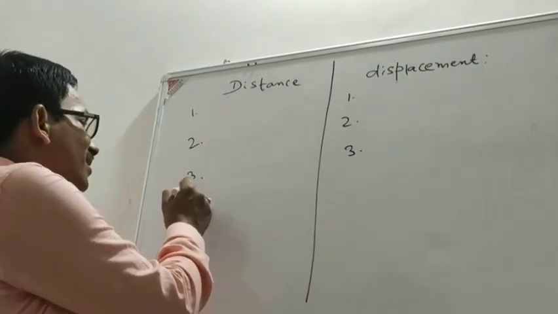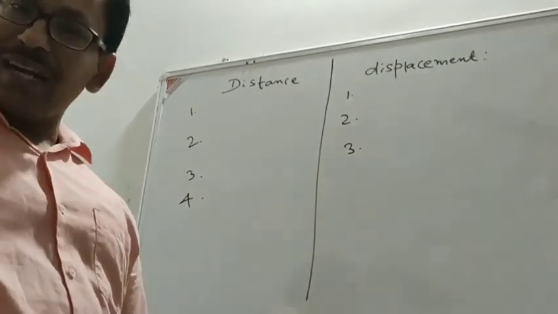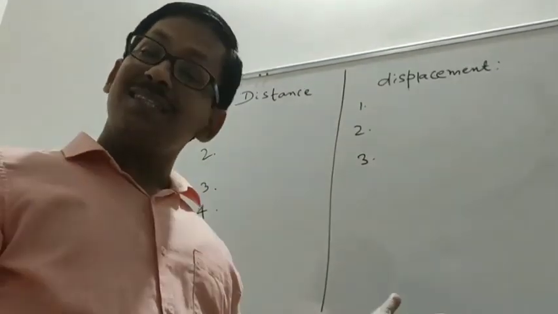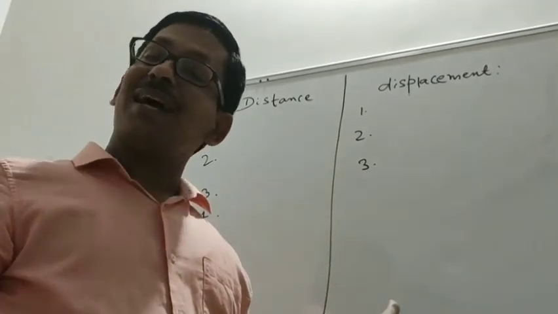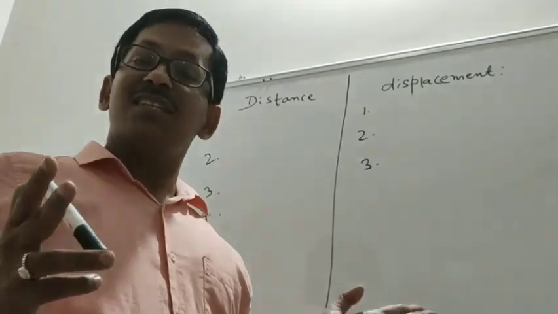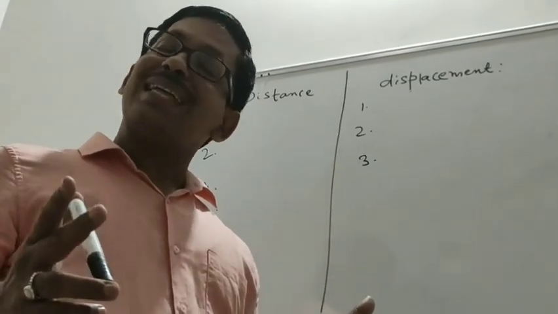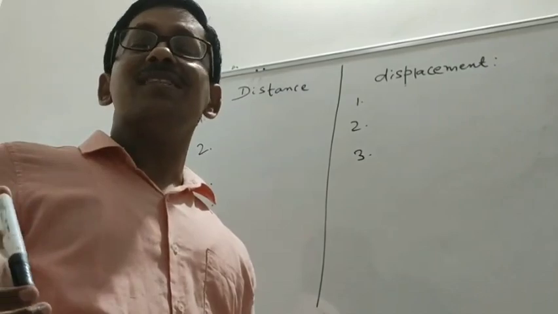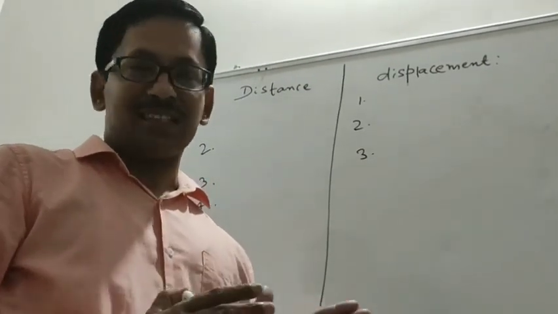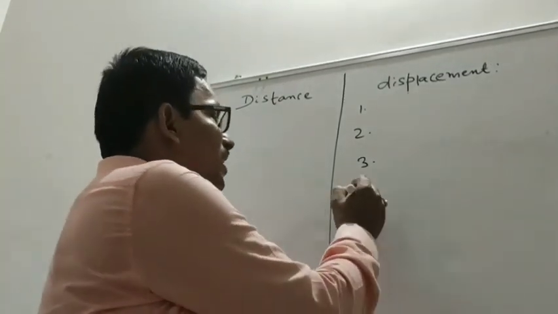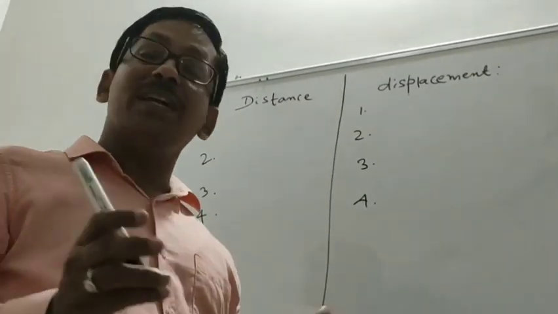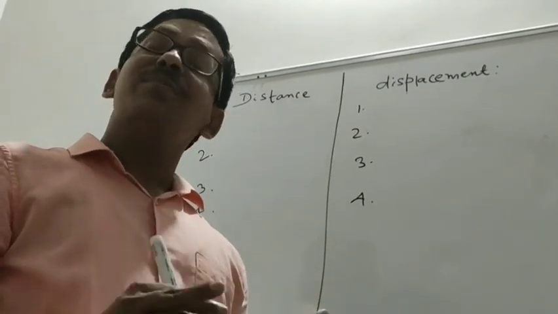Then fourth point, the distance covered depends upon the path followed. If the path is different, the length of the path is different, so distance covered will be different. Distance covered is otherwise called path length. Path length means length of the path followed by the body. That's why it is also called path length. But displacement does not depend upon the path followed. It only depends upon initial and final position.